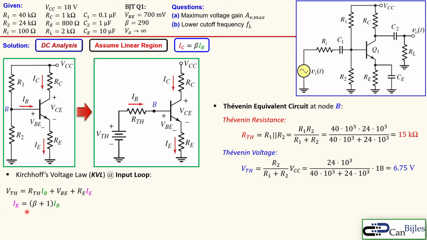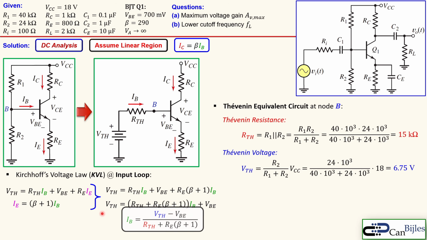I will take this and put it in here. That's shown here. So I now have one equation where you see the IB and other parameters. So I can now collect the parameters for IB together. So you see the RTH and this RE times beta plus 1. And that's shown here. In order to now express the IB in terms of the other parameters, I can do the following: VTH minus the VBE divided by this term, which is shown here.